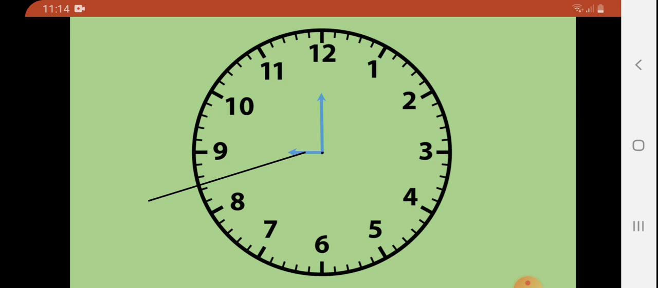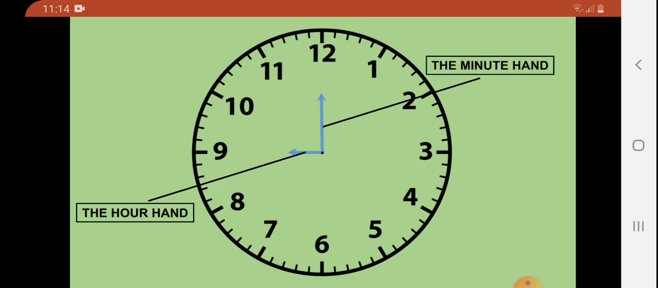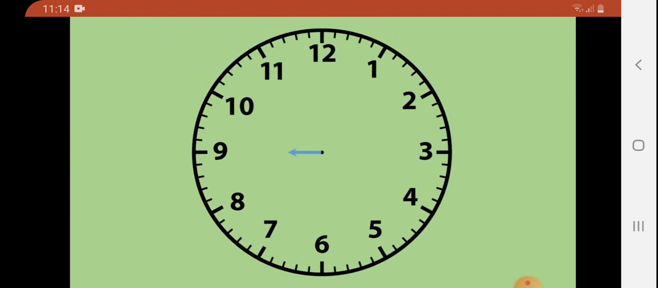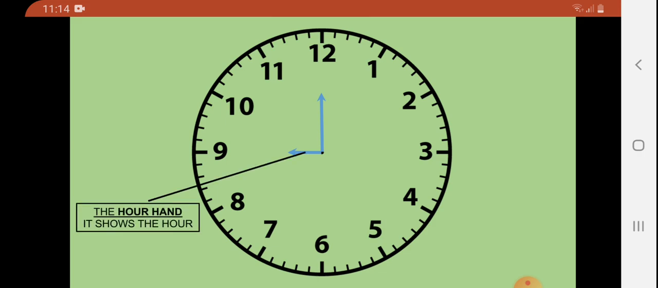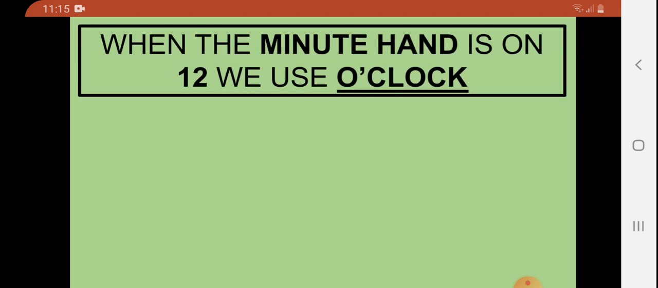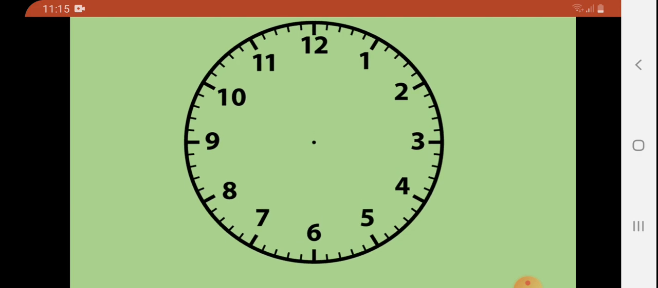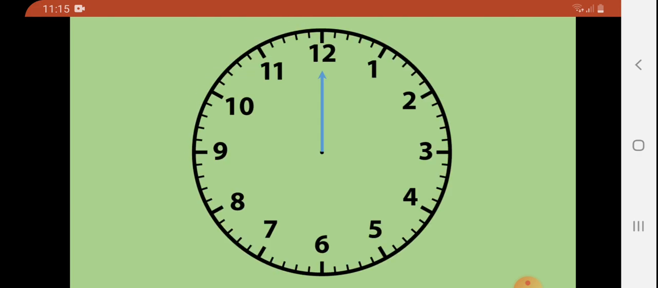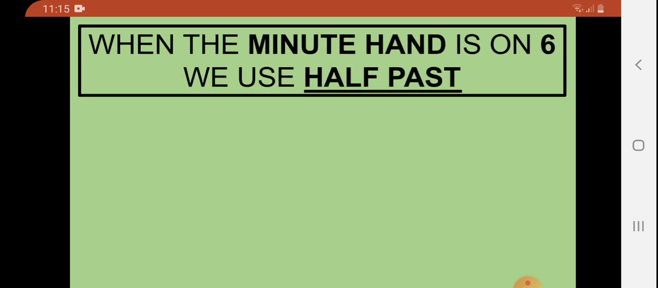Okay, let us review the purpose of the hour hand. That's the hour hand, the shorter hand, and the longer hand is the minute hand. Their purpose: the hour hand shows the hour, and the minute hand shows whether it is half past or o'clock. When the minute hand is on the 12, pointing towards 12, the longer hand, what we refer to as the minute hand, therefore the time must be o'clock. Like in this case. When the minute hand is on the number 6, we use half past.